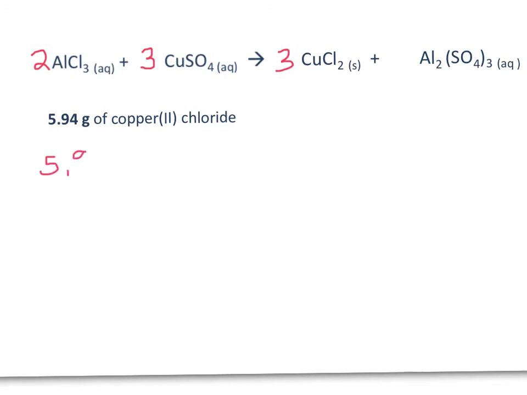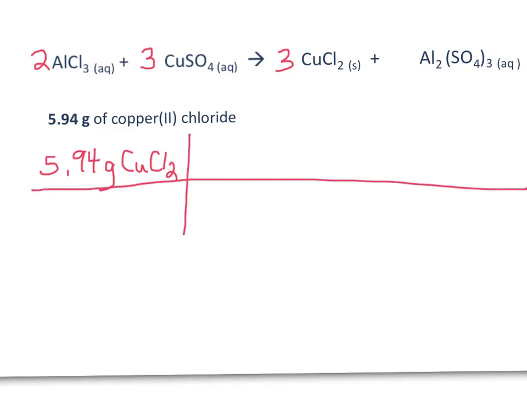We always start with the given, which in this case is 5.94 grams of copper 2 chloride. This will be a 4-step equation. In step 2, we will add up the mass of copper and 2 chlorines to get the molar mass of 1 mole of copper 2 chloride.